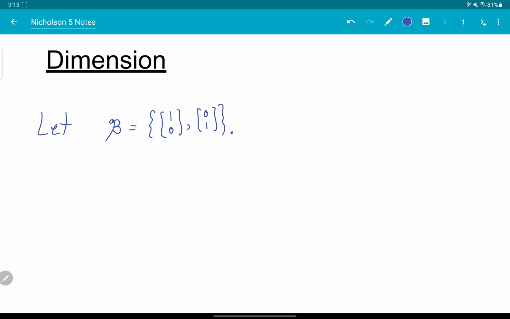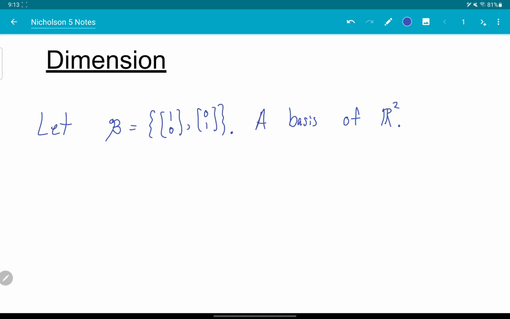Dimension. So let's talk about this B, a scripty B. That's a kind of a fancy B. I'm going to write a normal B later, so make sure your B's are distinct. So this scripty B is a basis of R2. If you don't believe me, you should definitely pause the video and explain to yourself why this is a basis of R2.